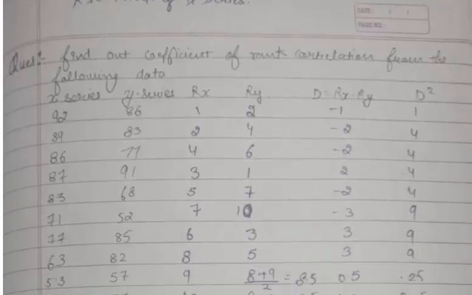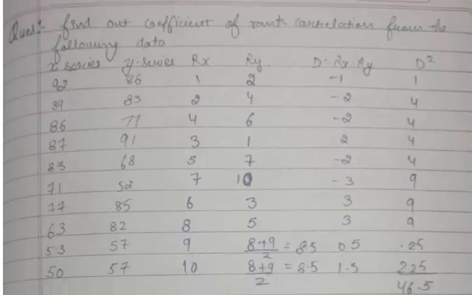Now we discuss this with the help of an example. Find out the coefficient of rank correlation from the following data. Values of the x series are given, values for the y series are given. Values for x are 92, 89, 86, 87, 83, 71, 77, 63, 53, 50. And values for y are 86, 83, 77, 91, 68, 52, 85, 82, 57 and 57. But the ranks are not given. So firstly we assign ranks to the x series as well as to the y series.